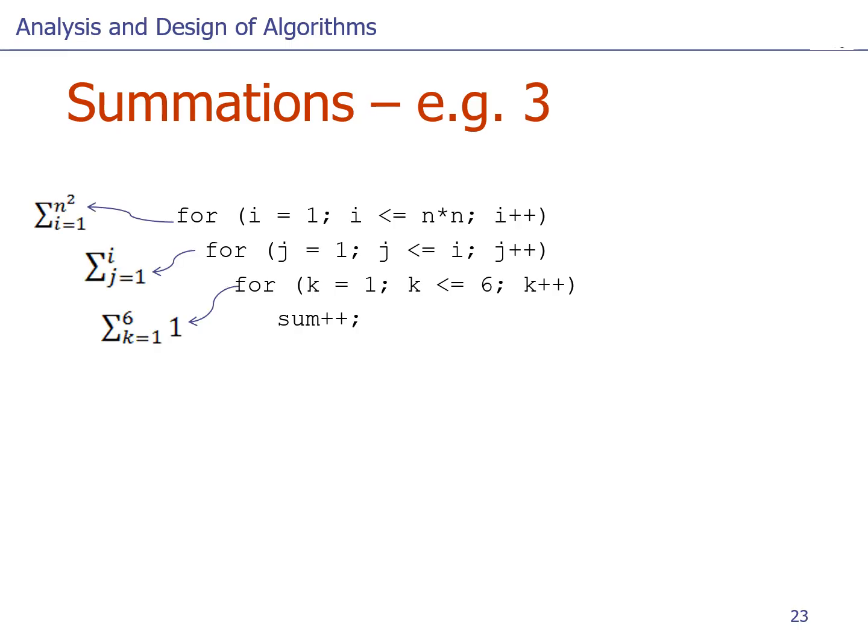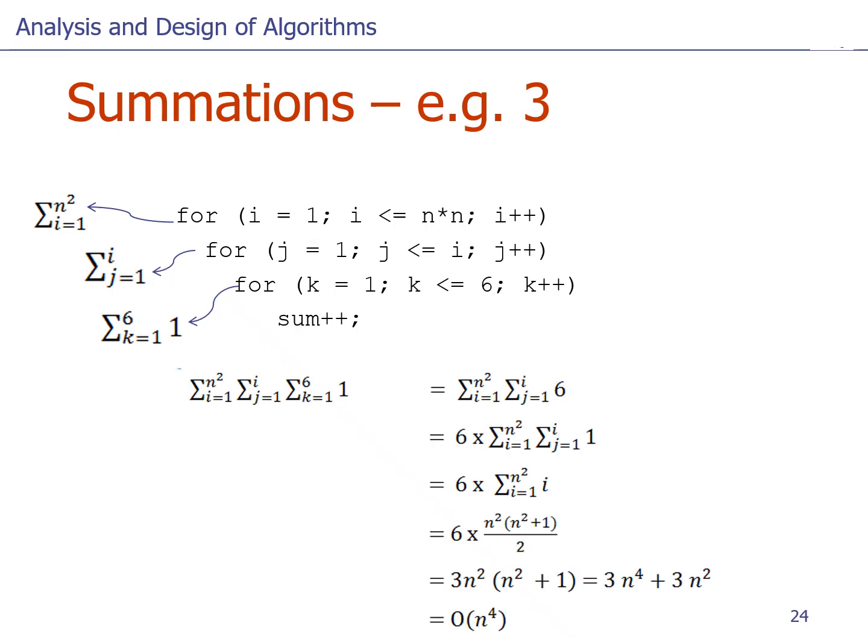The first one runs from 1 to n squared. The second one runs from 1 to I. The third one runs from 1 to 6. Okay? And they are nested inside each other. So what I'm going to solve is a nested summation with 3 levels. And that's what you see here: I from 1 to n squared, nested inside it j from 1 to I, nested inside it k from 1 to 6. Okay? The last one is straightforward.